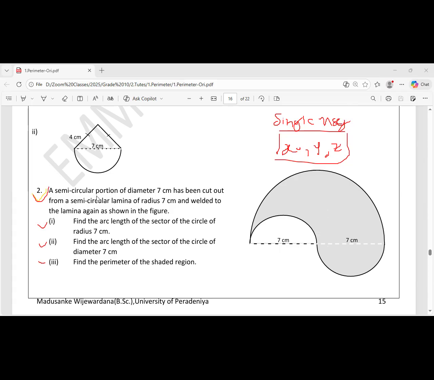So you need to very carefully read the question now. Semicircular portion of diameter 7 centimeter has been cut out from the circular lamina, this part, and welded to the lamina again as shown in the figure. Find the arc length of the sector of the circle of radius 7 centimeters. Very important now, radius. It would be better if you can highlight this one as well when you are reading the question, because this is important. Radius and 7 centimeters. The second one, find the arc length. Okay, Abdin has sent me the answer. Superb. She has got the first place. Find the arc length of the sector of the circle, diameter 7 centimeter. Find the perimeter of the shaded region. Okay, try. All of you try.